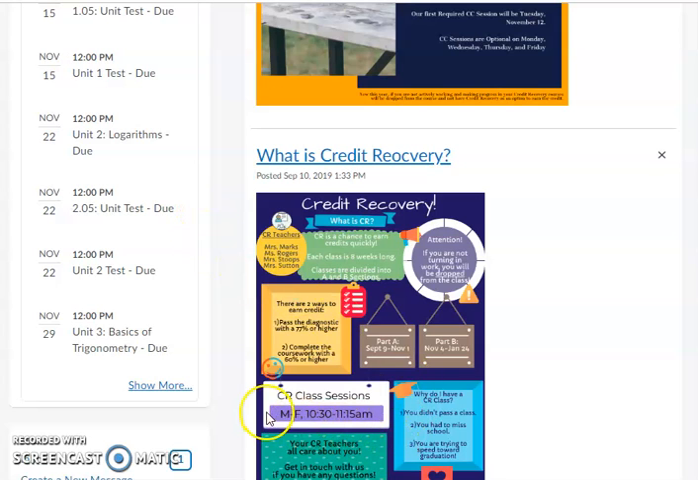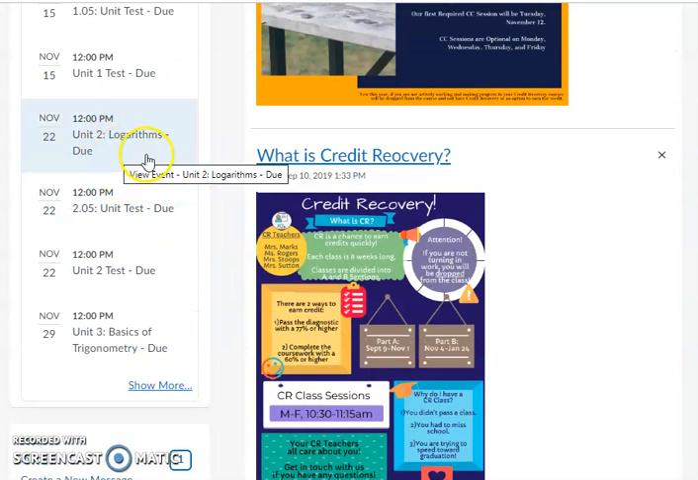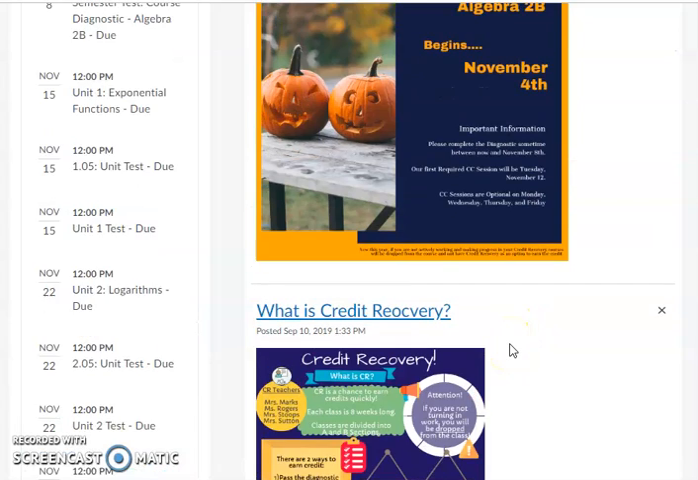We have sessions you can see here in the middle for credit recovery, Monday through Friday. The class sessions aren't typical class sessions like your other sessions. They are simply tutoring sessions. So you come in, and if you had questions on, let's say logarithms, we could talk about logarithms for a little bit and figure out what you're struggling with so that you do better on the test. So that's what those sessions are used for.